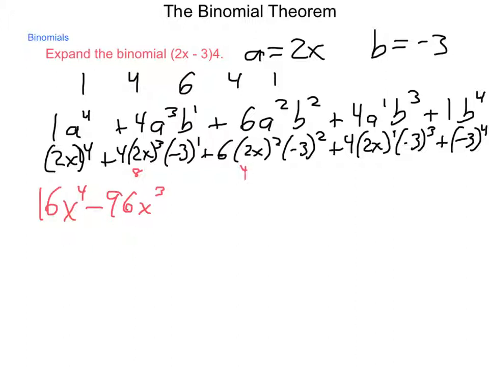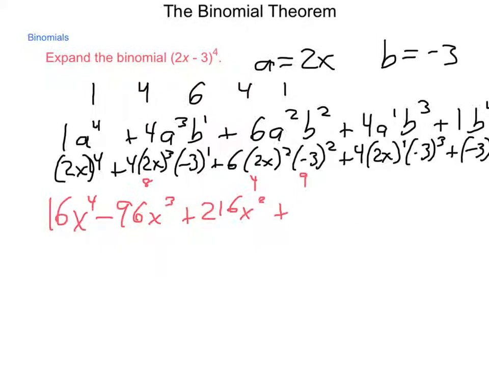Next, we will have 4. Negative 3 squared is 9. 4 times 9 is 36. 36 times 6 is 216. So we come out with 216x squared. Plus, this comes out to be just 2. And then negative 3 cubed is a negative 27. 27 times 4 is 108. If we double that, we get 216. So we have a negative 216x. Then negative 3 to the 4th power is 81. So we have plus 81.